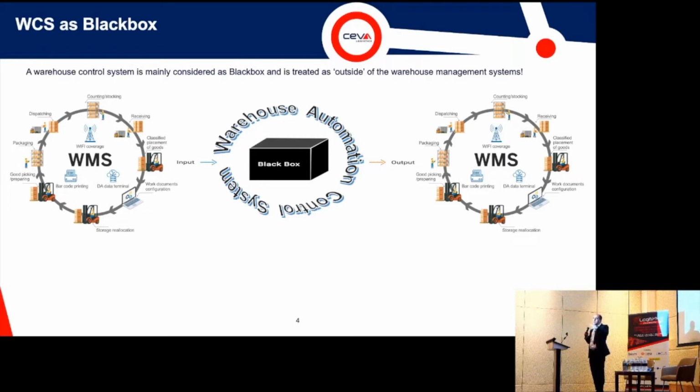How the orders or the information are being processed within that is not much of a concern of the user, as long as we get the proper input and output data. That's why we call it a black box, because that's where all the magic happens. But why are we treating it like this? Why are we not integrating this into the WMS? There are some key reasons for it, right?